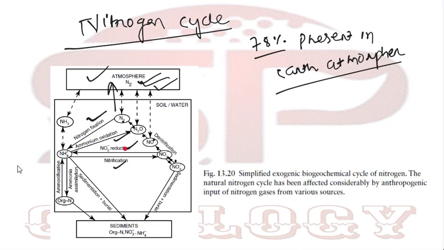So N2 can escape, or it can also escape in the form of N2O, NO, and NH3, because these are also found within the atmosphere.